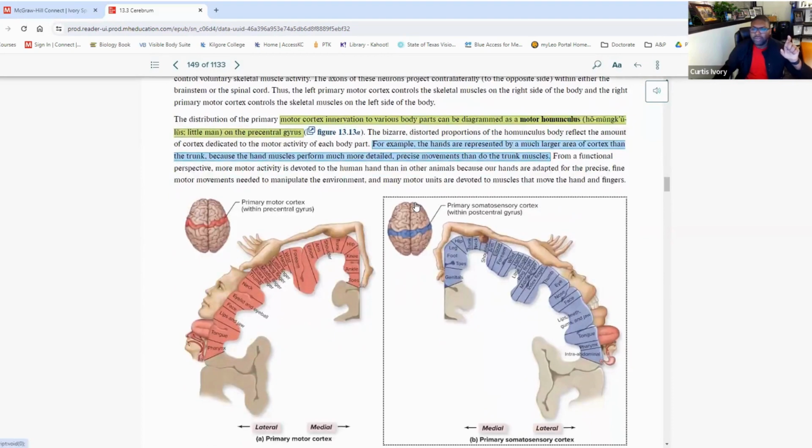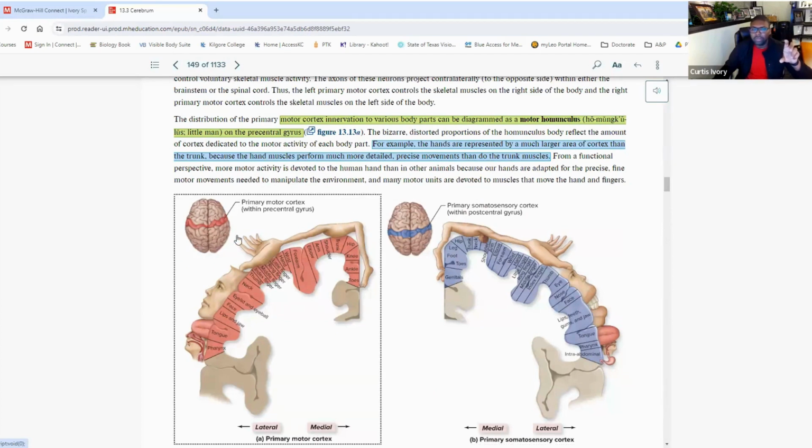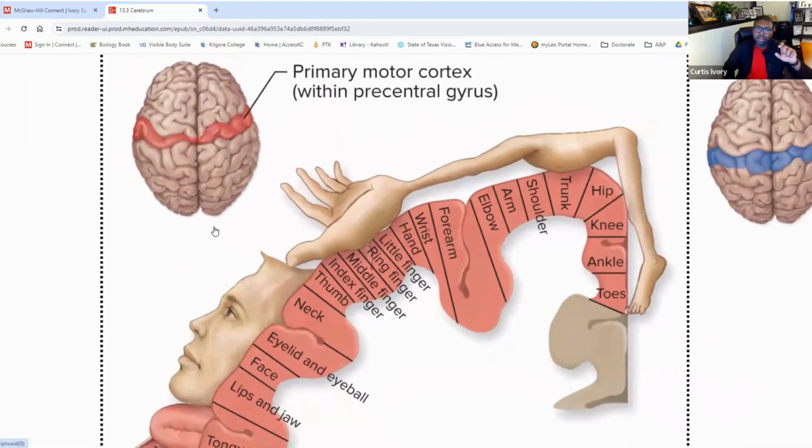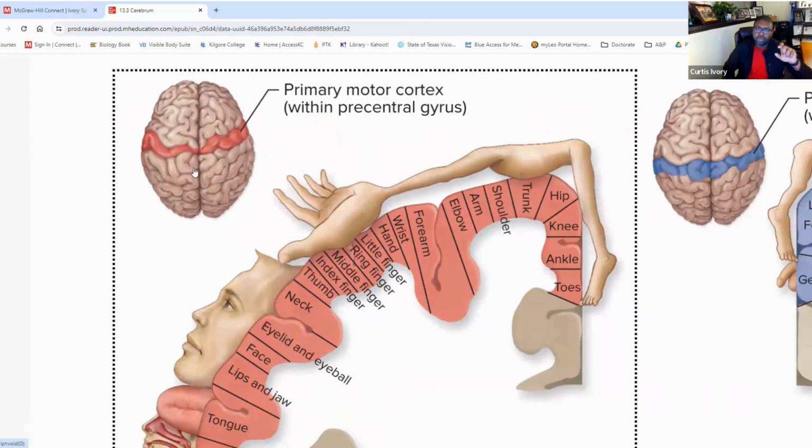So here we have this funky looking picture, but it's called the homunculus. This is a representation of if we took off the primary somatosensory cortex. This is just showing us what portions of the brain actually are controlling what portions of the body. So here they have it highlighted. So this is the primary motor cortex of the brain. And here it actually breaks it down into what portions of the body are being affected.